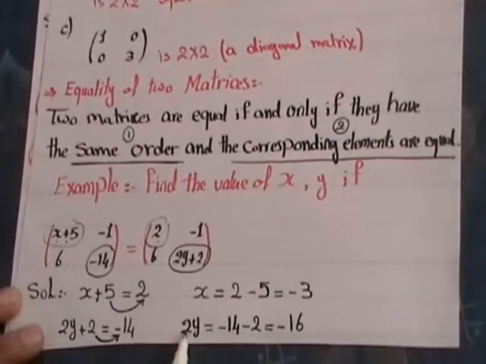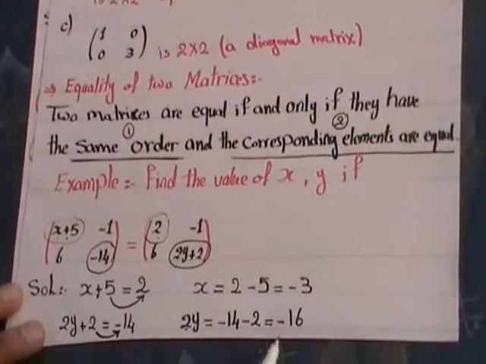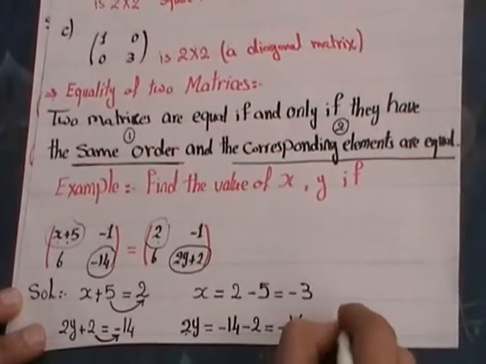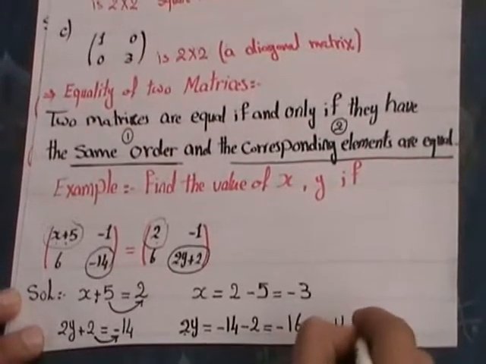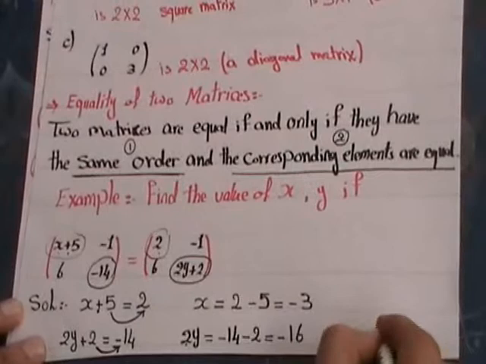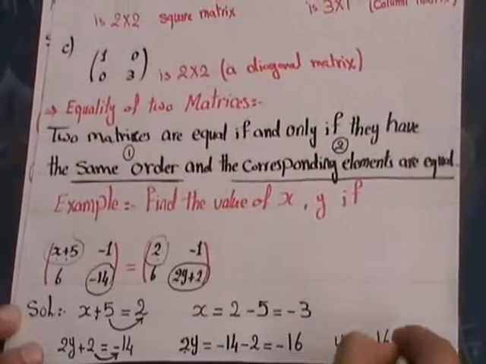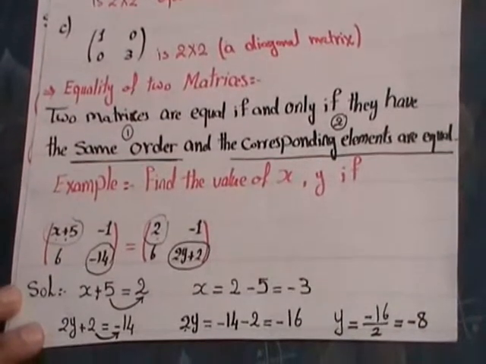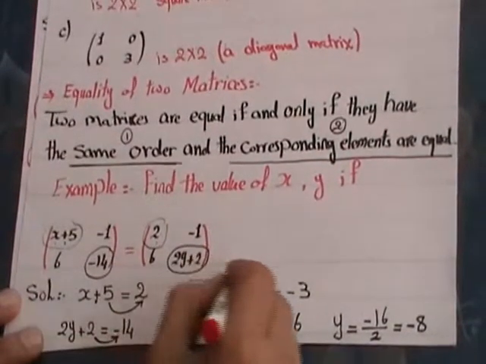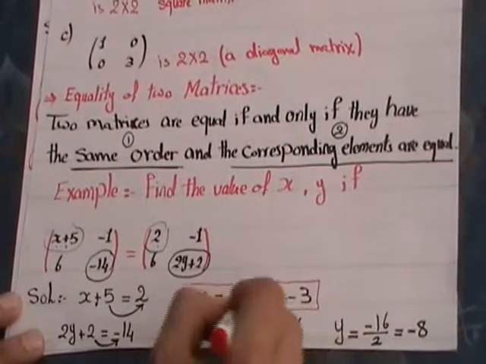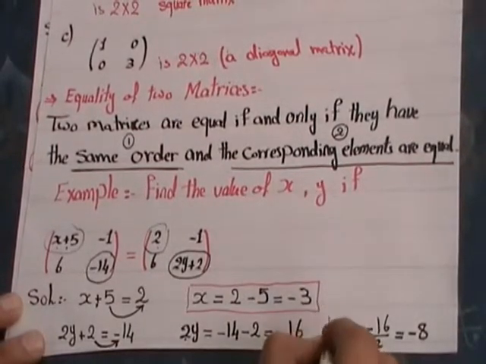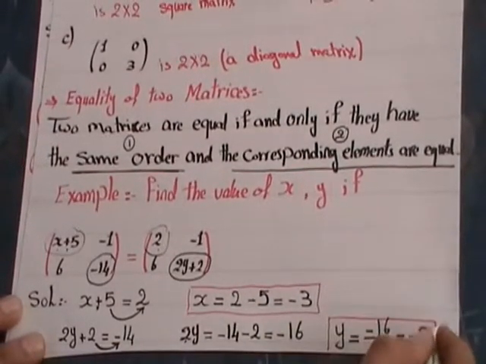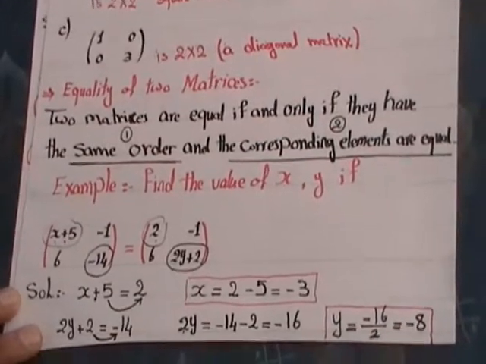And we want to get rid of the 2. Here it is times, so we change it to divided. Then y will be equal to -16 divided by 2, which equals -8. We get first the value of x, which equals -3, and the value of y, which equals -8.